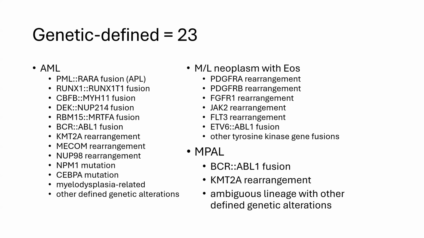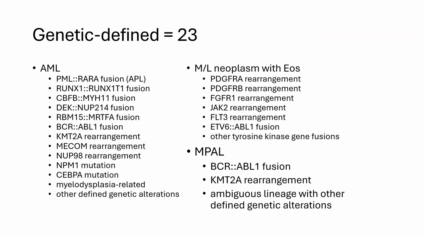Notice that all three of these big blocks of acute myeloid leukemias include a space for other defined genetic alterations or other tyrosine kinase gene fusions. This is to recognize that the classification systems, such as the WHO, are works in progress, and we might not know all of the defining rearrangements or fusions for acute myeloid leukemia. However, in the future, we may discover additional ones.